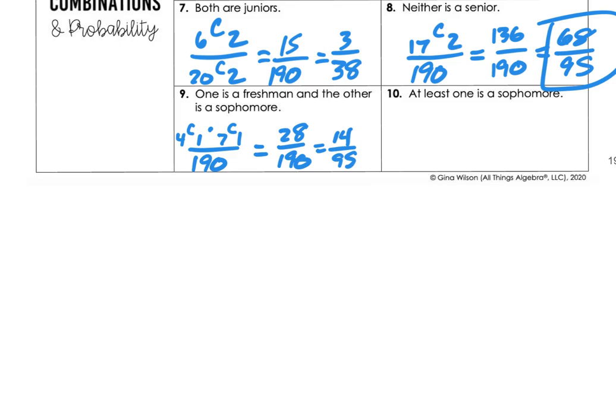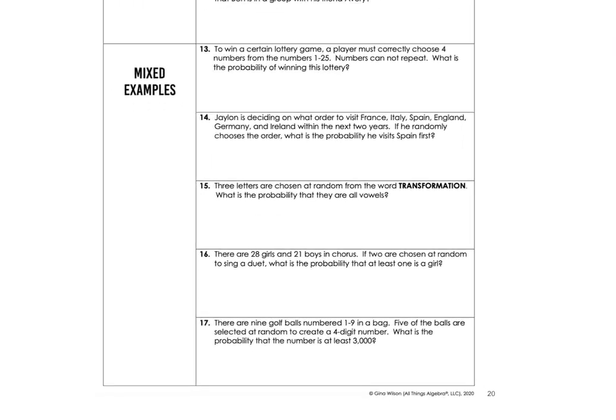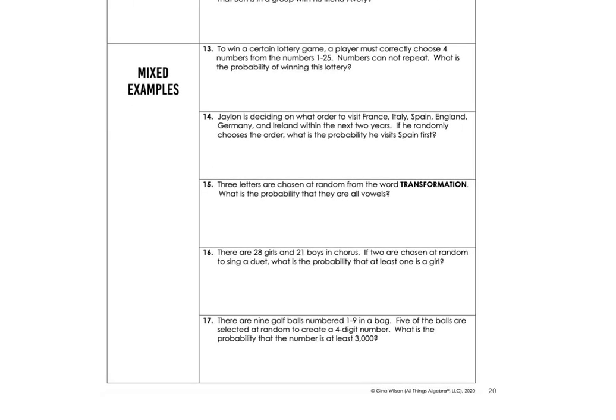All right, so the top part was all permutations. The bottom part was all combinations. Now we're going to kind of look at some mixture here. Okay, let's look at number 13. To win a certain lottery game, a player must choose 4 numbers correctly from the numbers 1 to 25. Numbers cannot repeat. What is the probability of winning the lottery?